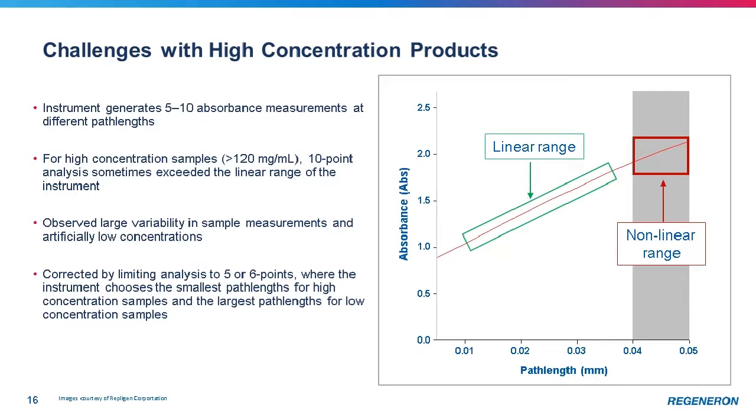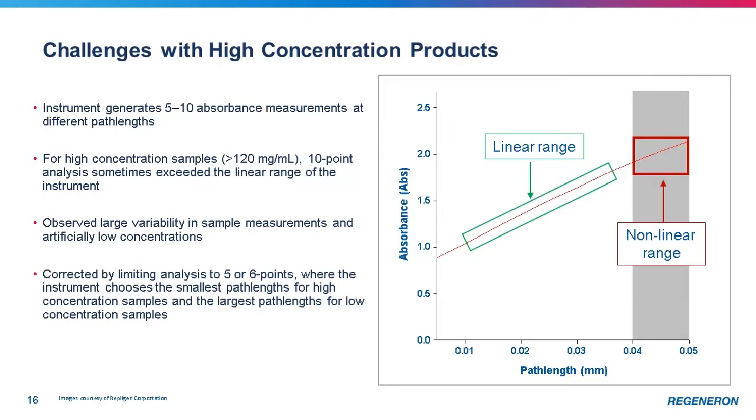However, at Regeneron, we ran into some challenges when implementing the SoloVPE for higher concentration samples above the range of 120 milligrams per mil. As mentioned before, the SoloVPE instrument generates 5 to 10 absorbance measurements at different path lengths. For the high concentration samples, this 10-point analysis sometimes exceeds the linear range of the instrument. As shown in this graph, the UV absorbance values above a certain path length begin to taper out and diverge from the linear range of the Beer-Lambert law.